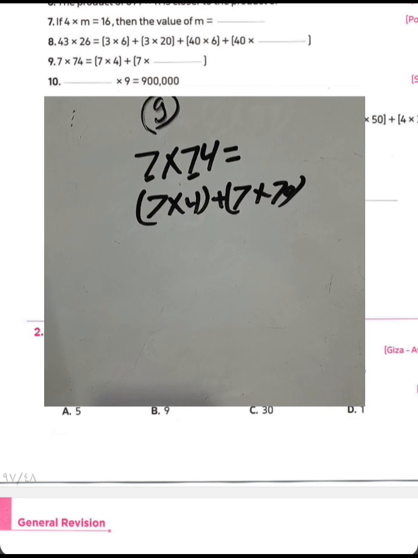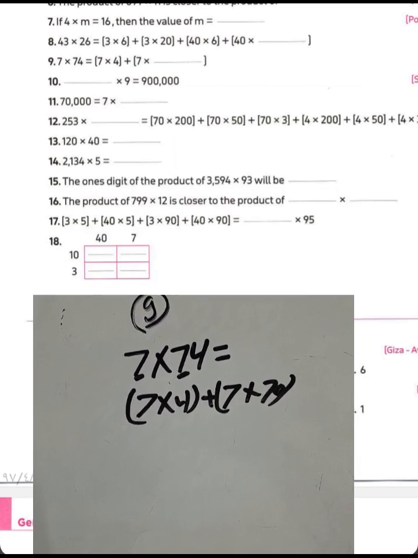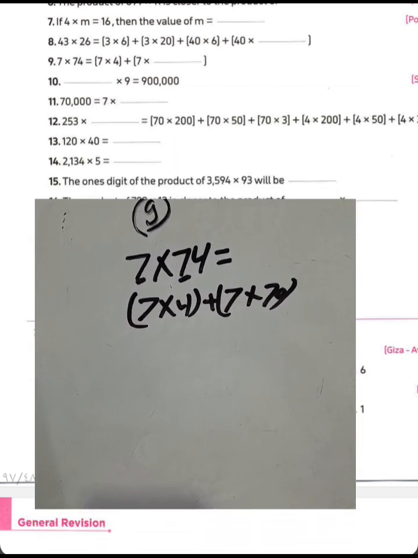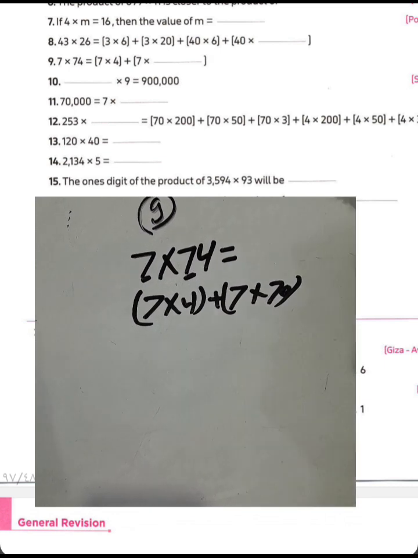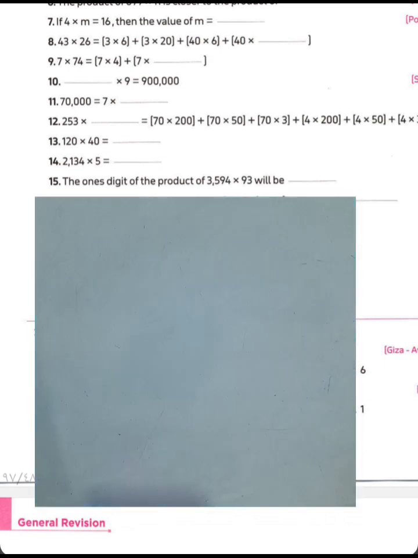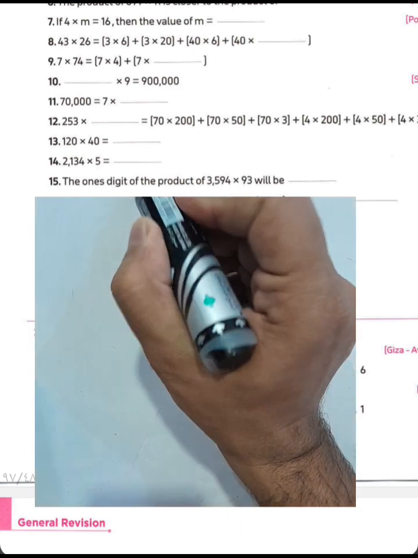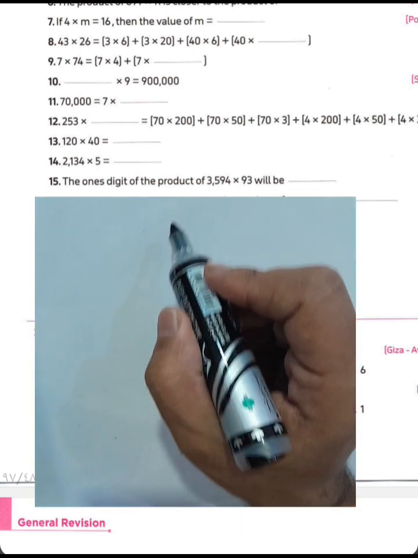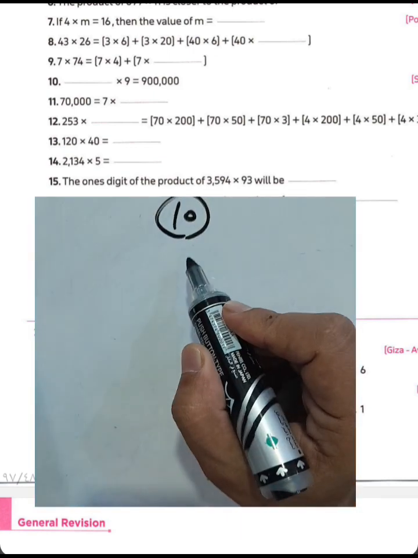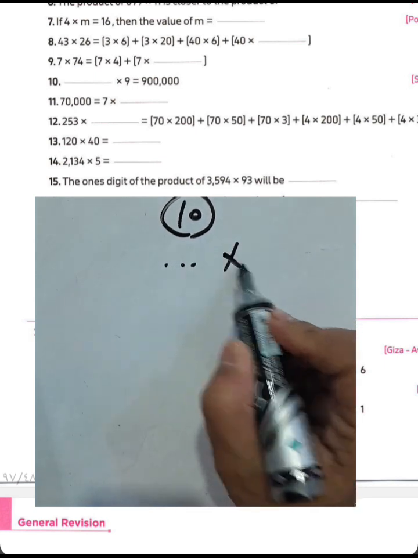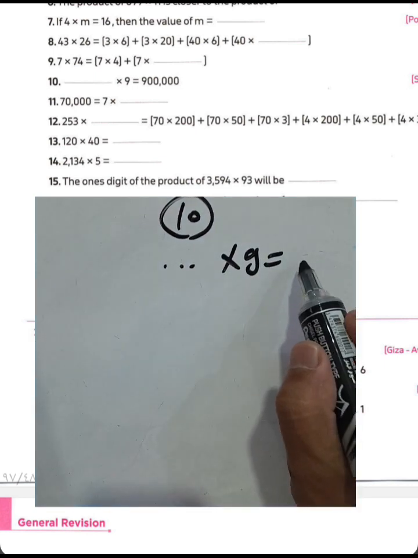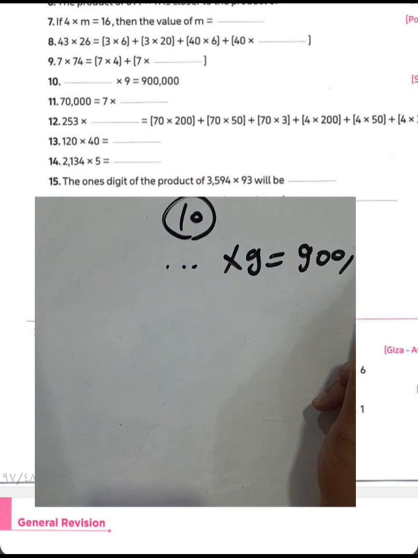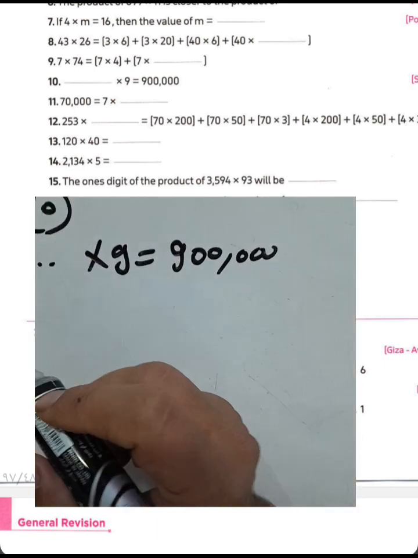Next question, number 10. Space times 9 equals 900,000. We can write here 100,000. Write 100,000 in this space, because 100,000 times 9 equals 900,000.